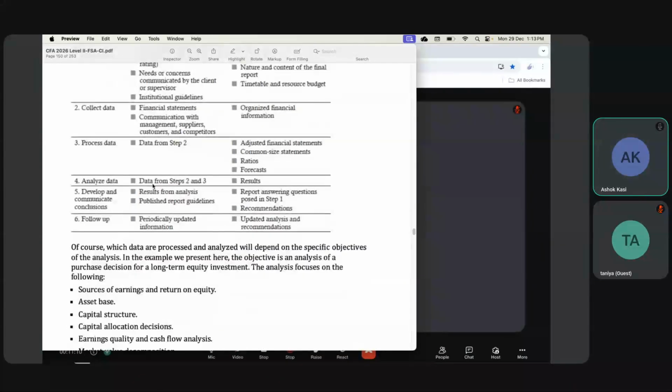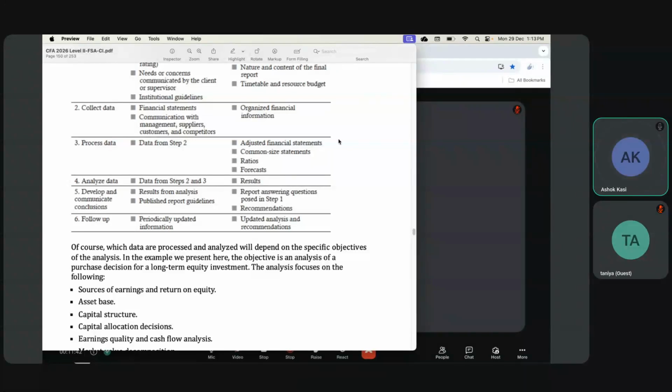Then process data. With that data from step 2, you are going to process it: adjust financial statements, common size statements, ratios, forecast. Adjust means what? Whatever they are giving, you are not going to blindly take all those things. You will take it and adjust it as per your requirement, because there is a difference between the intention of the analyst and the intention of the company.